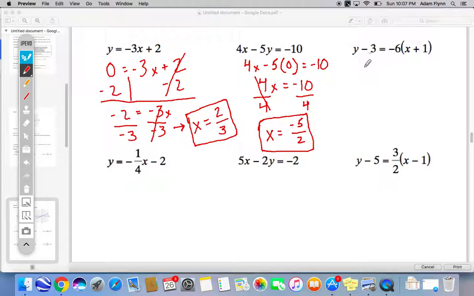Okay, let's move over to this one. So I'll set my y equal to 0. So I have 0 minus 3 equals negative 6x plus 1. So I'll distribute this negative 6. So over here I'm left with negative 3 equals negative 6x minus 6.